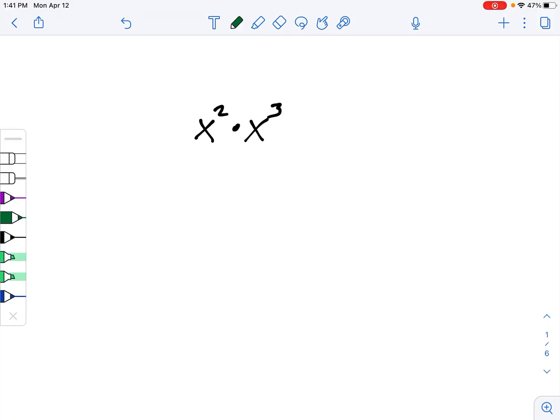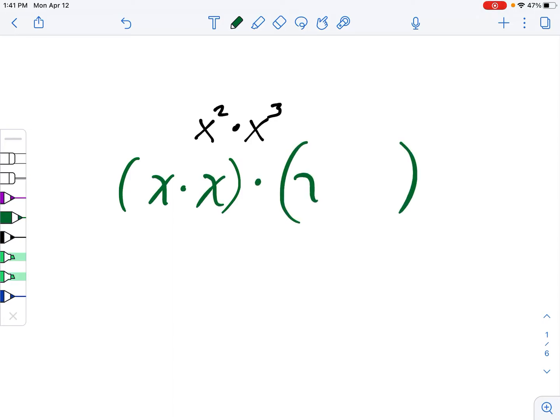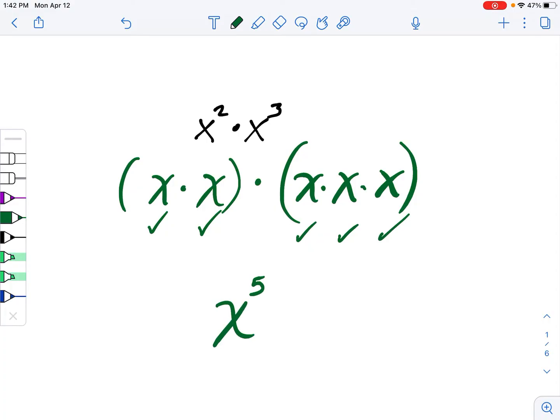Now, here we are multiplying x squared times x cubed. So we have x times x times x times x times x. When in doubt, feel free to just write it out. And now you can see this is repeated multiplication 5 times. And so I have something multiplied 5 times, which means it's a power. So this would end up being x to the 5th. You might notice that what I just did was I added my exponents.